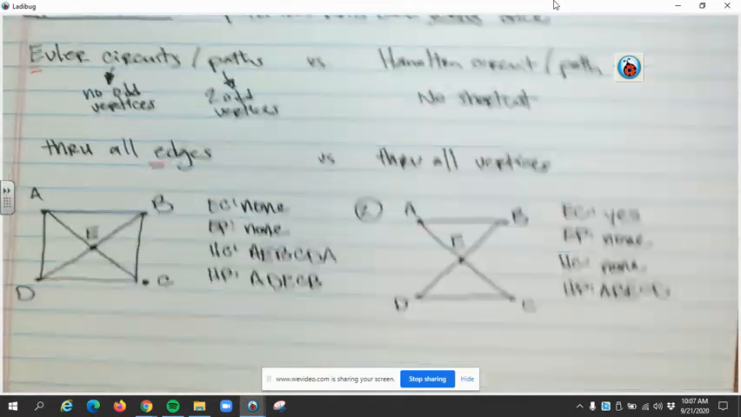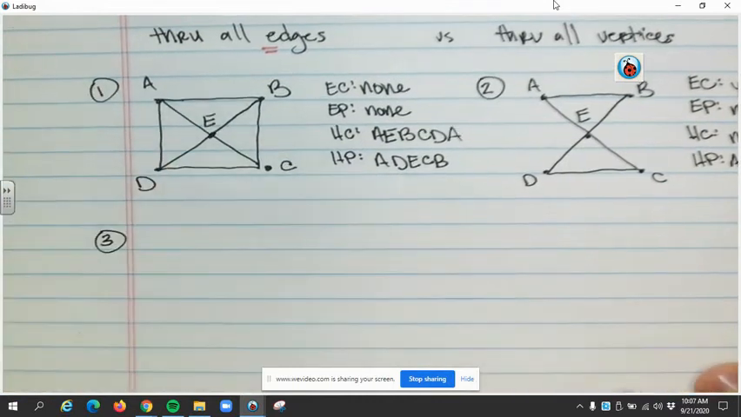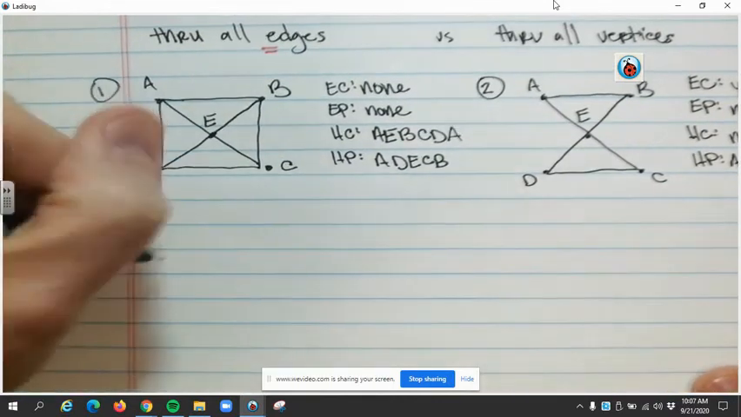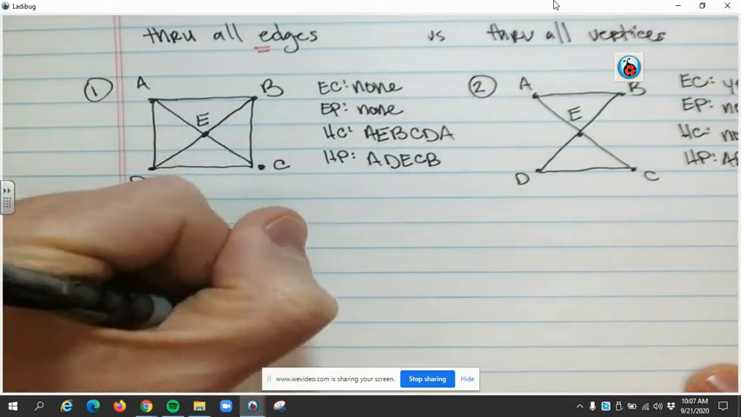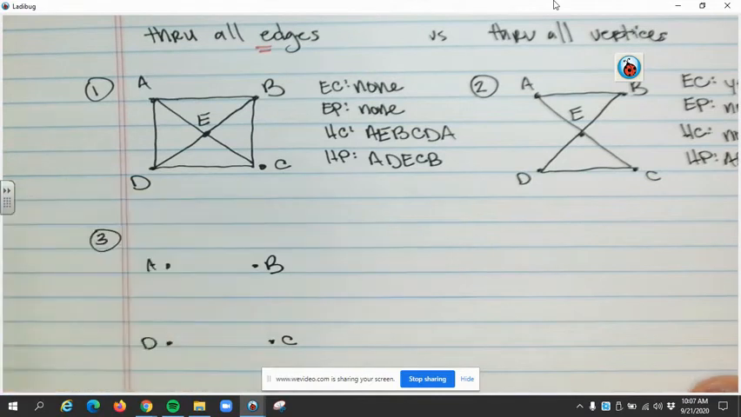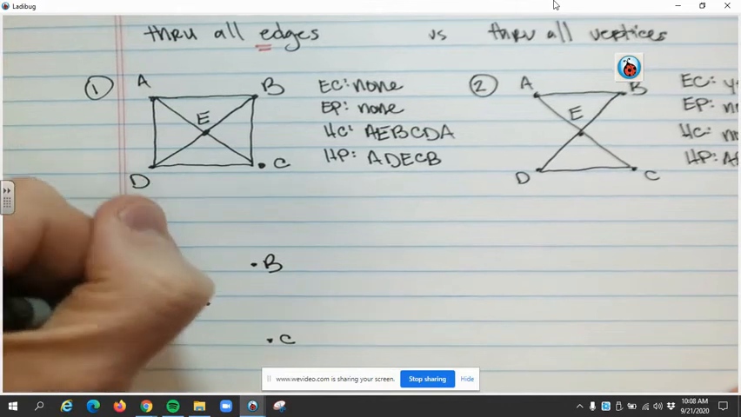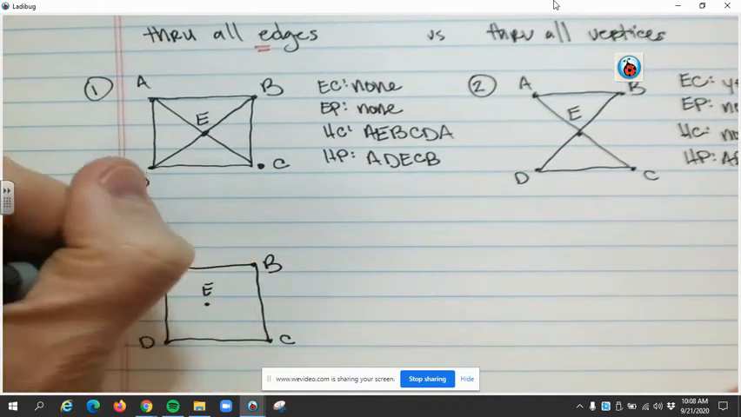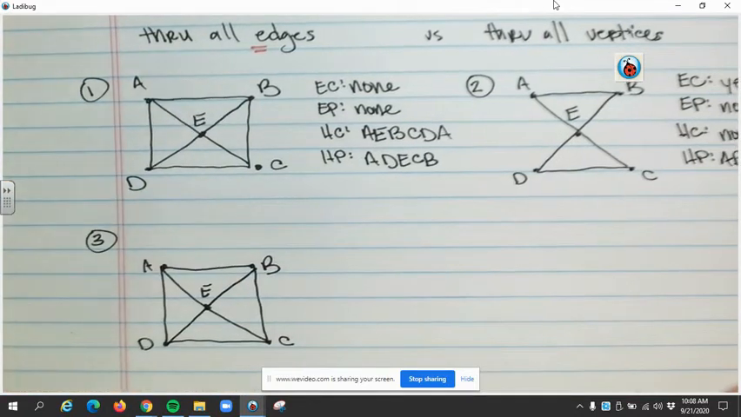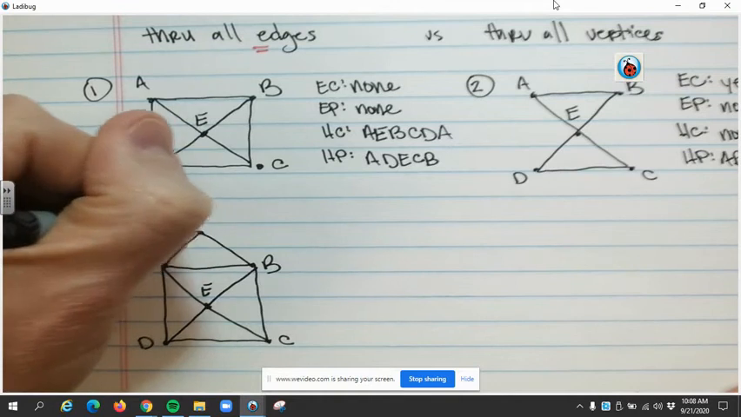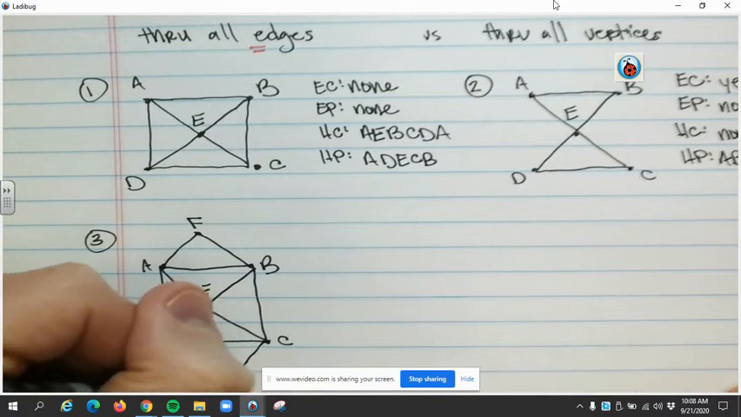Number 3. All right, so we're going to put our same vertices, A over here, B over here, C and D. We're going to keep E in the middle. We're going to draw basically the same shape we drew in number 1 with our X in the middle. Except this time I'm going to add like a roof to my house and call that vertex F up there. And a roof at the bottom of my house, call that vertex G at the bottom.